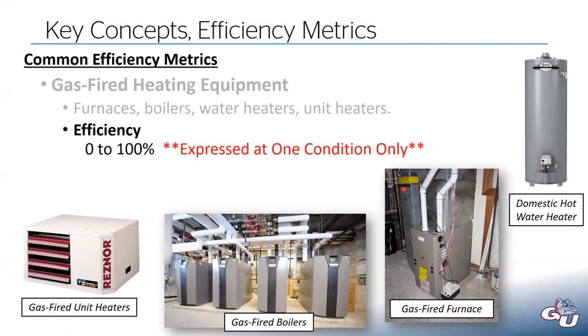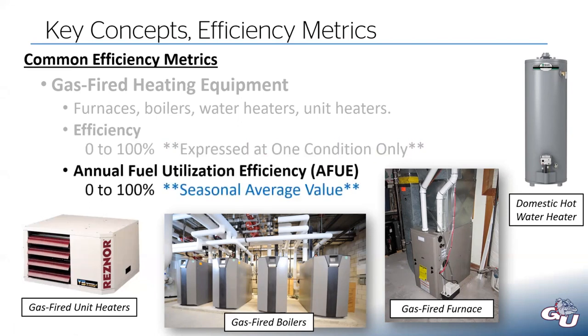So to review, efficiency is the general metric, 0 to 100%. But similar to EER, efficiency is expressed at one condition only. There is one other efficiency metric used with gas-fired equipment, which is the annual fuel utilization efficiency, abbreviated AFUE. But again, that is 0 to 100%, but that is calculated as a seasonal average value. So kind of like EER, but for gas.